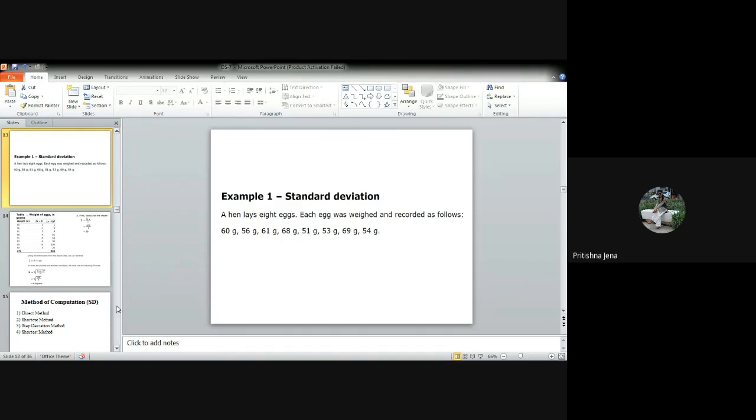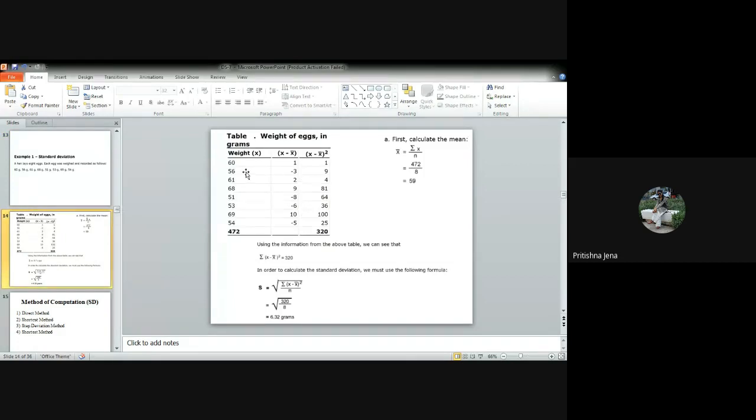Let's move to the next slide. So what is your answer? Here I have calculated the weights. The summation is 472 and the number of eggs is 8. Hence you get the mean equal to 59. After that, you proceed to calculate the sum of (x minus x bar) whole square, which is 20. Then you apply the formula s equals the square root of the sum of (x minus x bar) whole square divided by n minus 8.